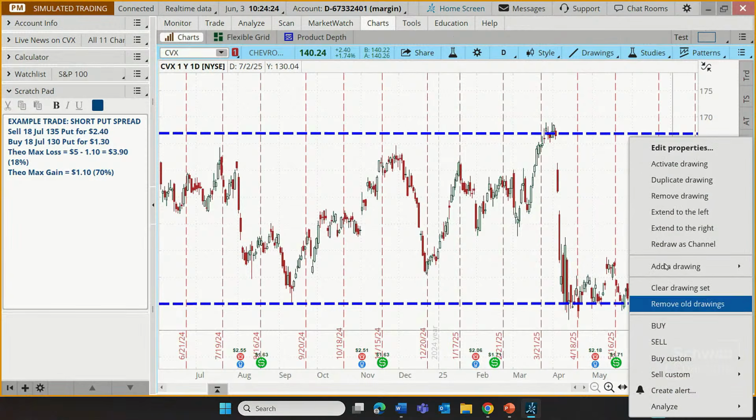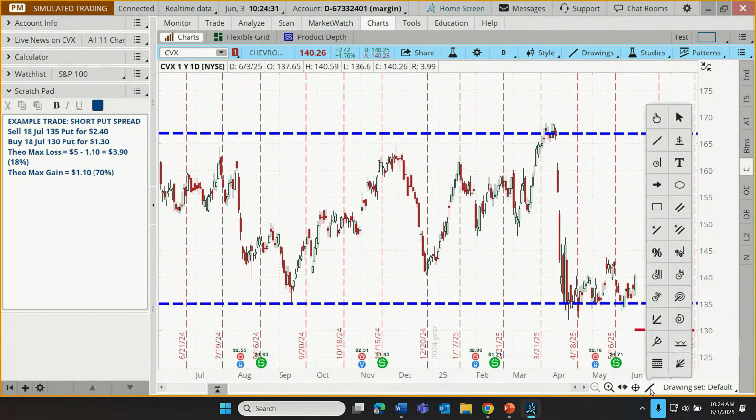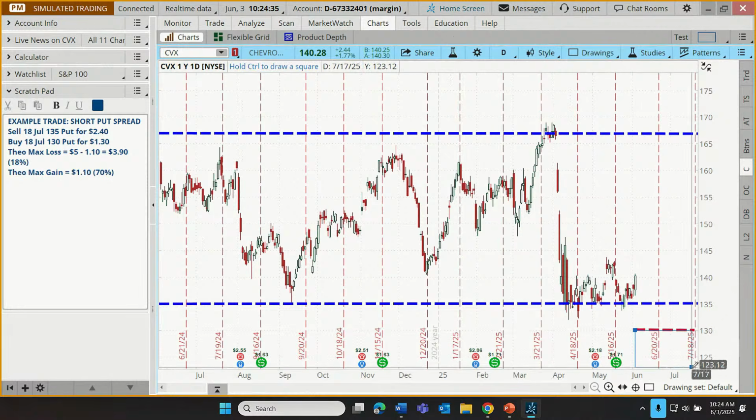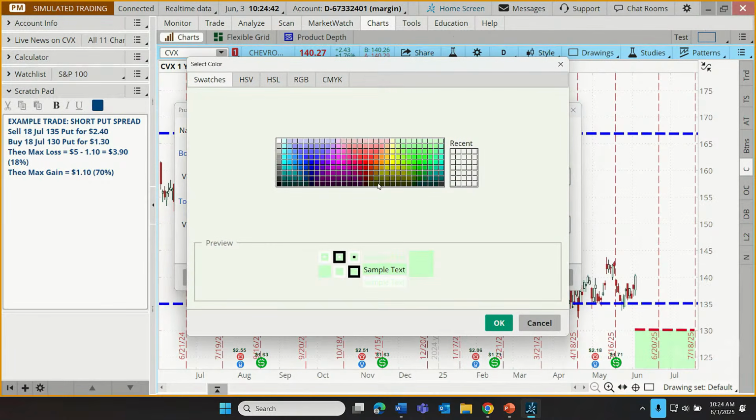And this is going to be kind of our no-fly zone. I'm going to edit this. Let's make that one red. This is where we don't want the trade to go. And I'm also going to draw in a little box right there. Let's draw a box down here. This is where we do not want the trade to go. So we'll make that one red.